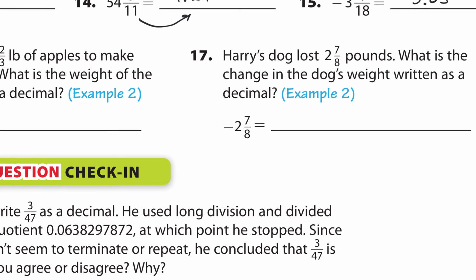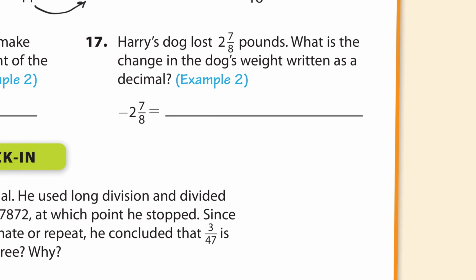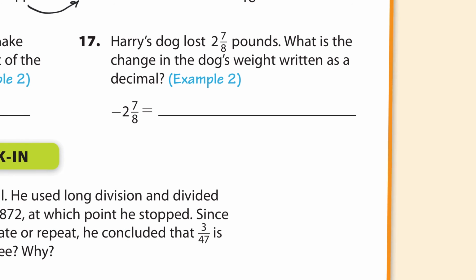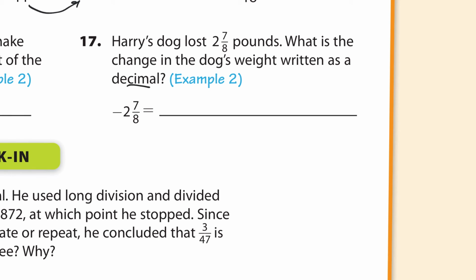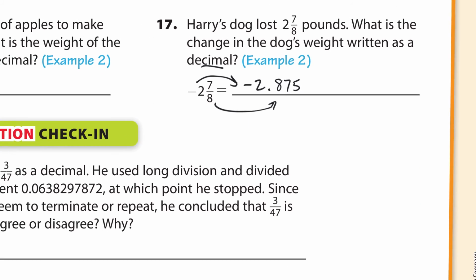And here, Harry's lost dog. Okay, write it as a decimal. I mean, see how I just write it as a decimal. They're trying to make it a word problem. It's not really a word problem. So this is negative 2 point, and then 7/8. I can't remember what that is off the top of my head. 7 divided by 8 is 0.875 in a calculator. Okay, pretty easy.